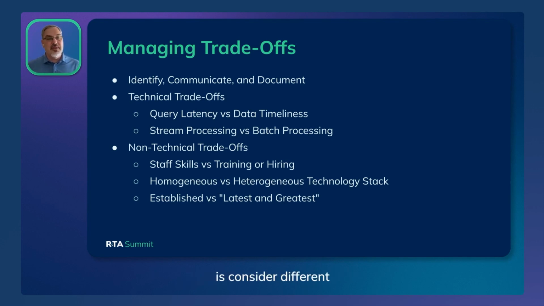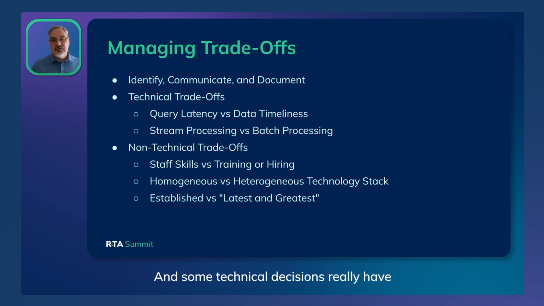The other thing you should do is consider different types of trade-offs. We're familiar with technical trade-offs. Query performance versus data timeliness. I talked about this trade-off a little bit earlier, and it's actually going to be part of the case study I'm going to talk about in a minute. Or stream processing versus batch processing. A nightly job or a micro batch could be much less complicated than a stream processing system.